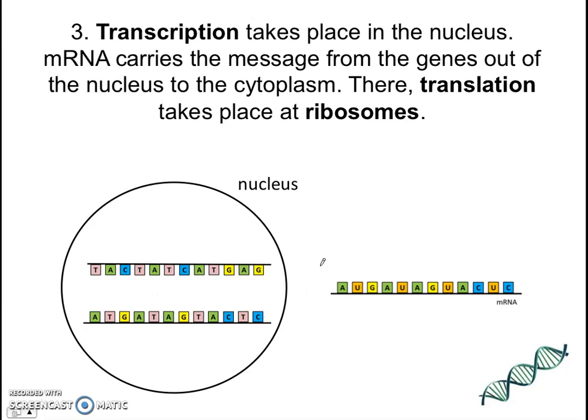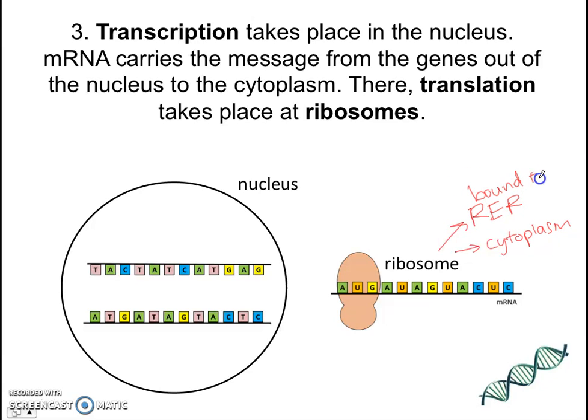And there, translation, which is the second step, will take place at ribosomes. Now remember, ribosomes can be found either on the rough endoplasmic reticulum or free in the cytoplasm. So they're either bound to the RER or they're free in the cytoplasm.